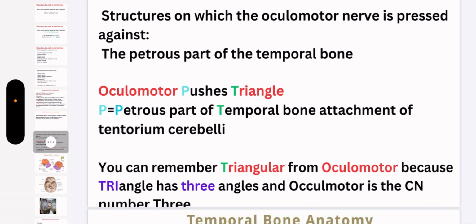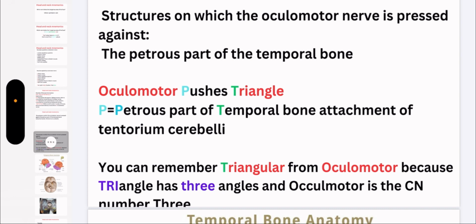The letter P in pushes is for petrous part. And the letter T in triangle, as shown on the screen, is for temporal bone. In the area of attachment of the tentorium cerebelli, oculomotor pushes triangle. That's all you need to remember. And how can you remember the mnemonic? Oculomotor pushes triangle. The oculomotor is cranial nerve number 3, and a triangle has 3 angles.